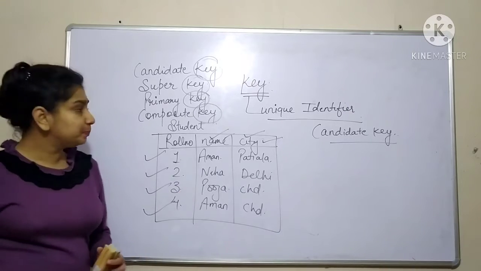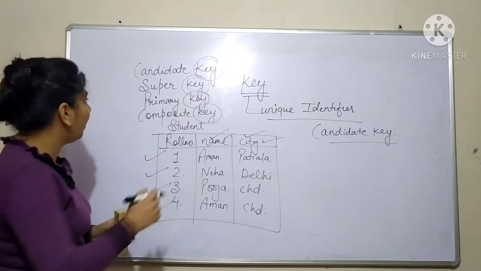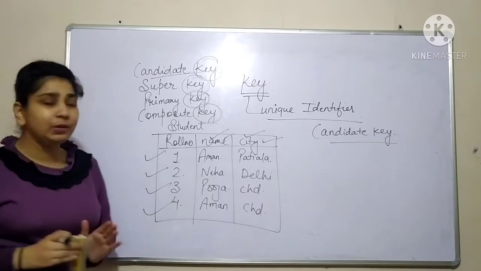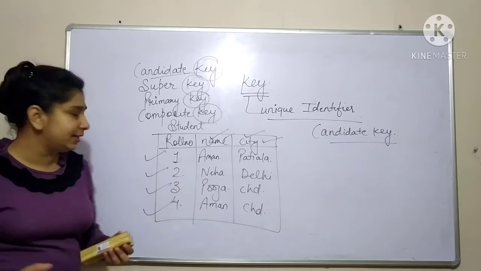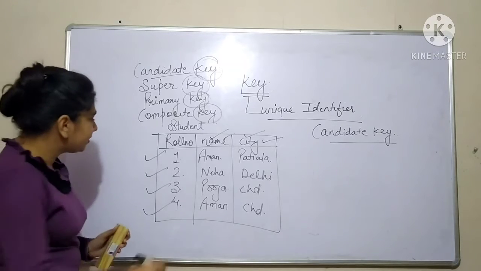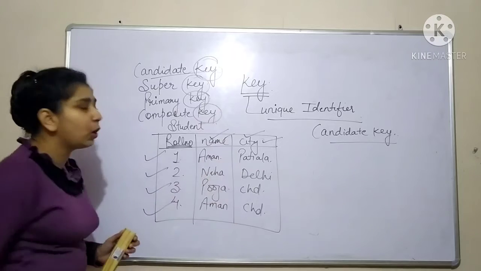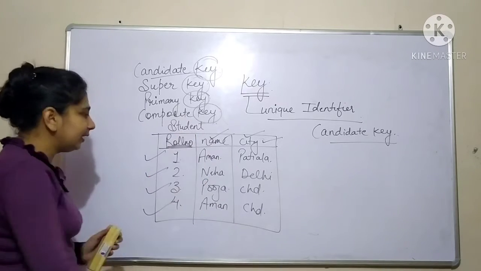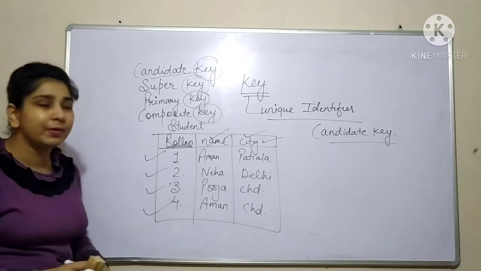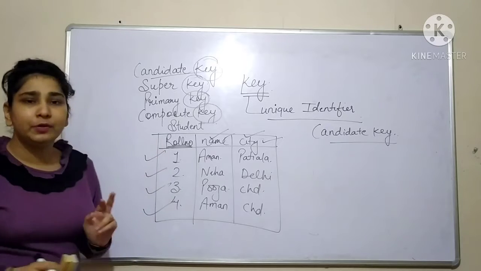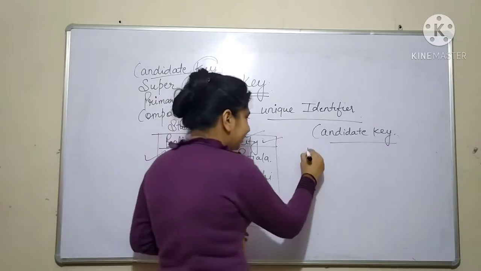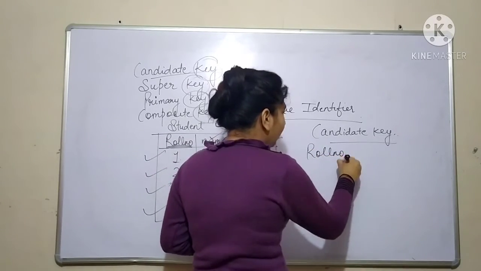Okay. So now let me tell you what is the meaning of candidate key. So if you look at this case, let's determine the keys by looking at this table. So the first key you can say is the roll number. Roll number is the key attribute because each and every value in this roll number is different. So you can use roll number as the key attribute. Okay. So the first candidate key is the roll number.